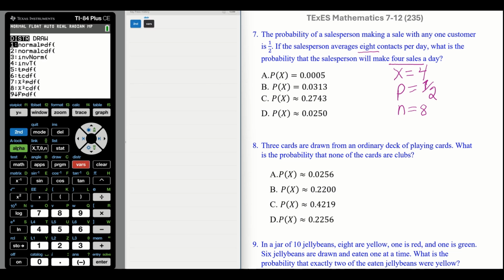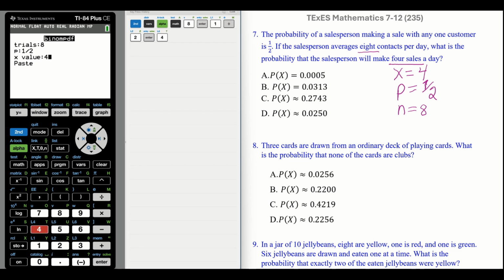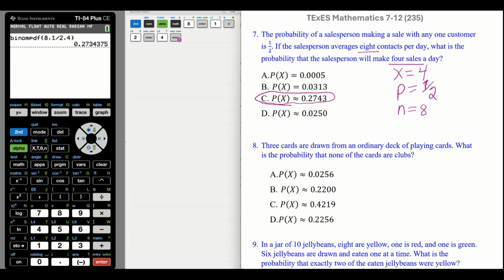Second, vars, alpha math, gets us right there. How many do we need? We need 8, and it's 8, enter. We have 1 divided by 2, enter. And our exact number for the future is 4. Enter again. Do we have a candidate? Yes, we do. Our candidate is C.